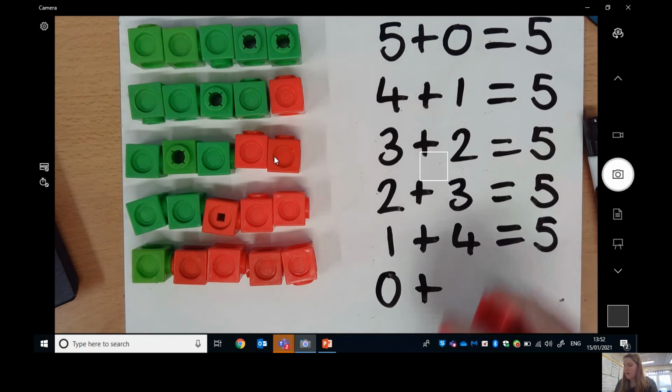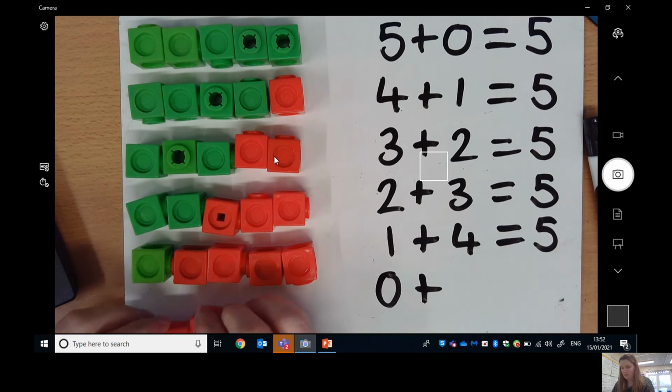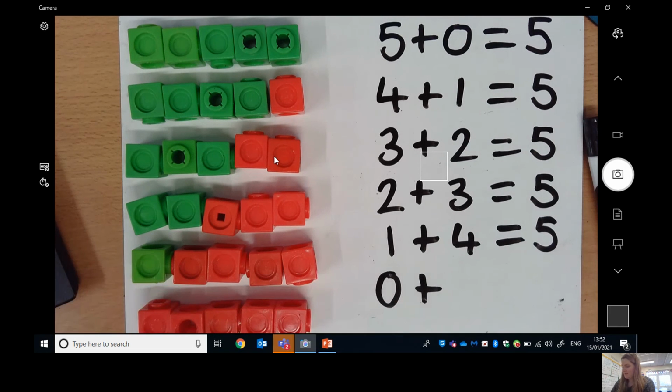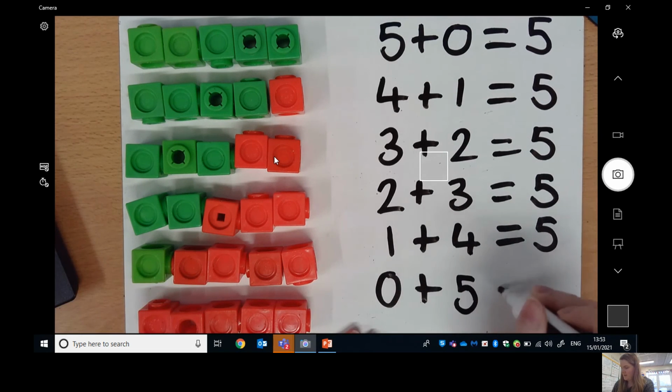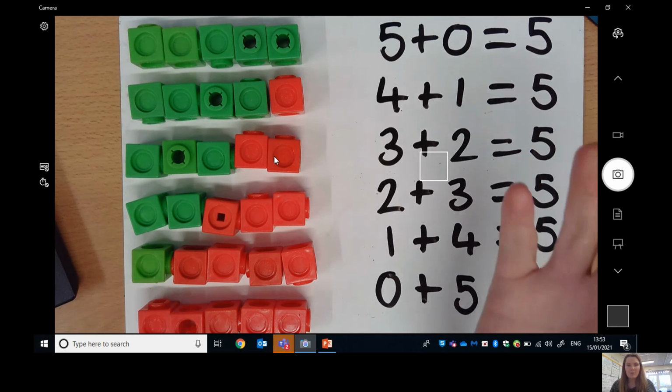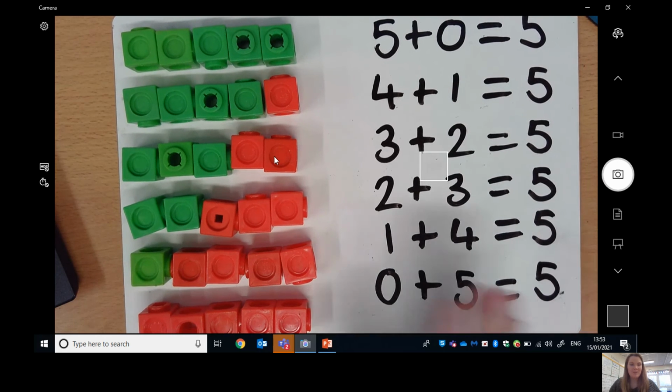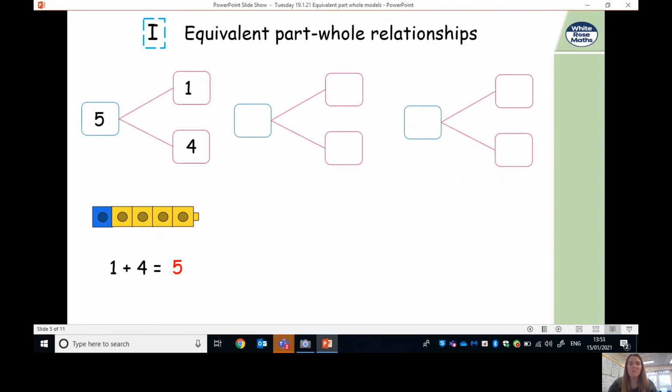Now, to get 5, how many do I need? I think I need 5, so I'm going to have a go. 1, 2, 3, 4, 5. 0 plus 5 equals 5. We found all the ways to make 5. Brilliant. Great job. Let's see that in action.